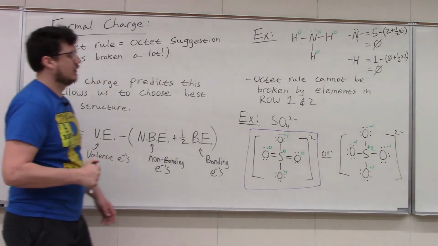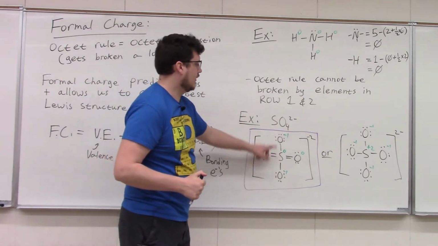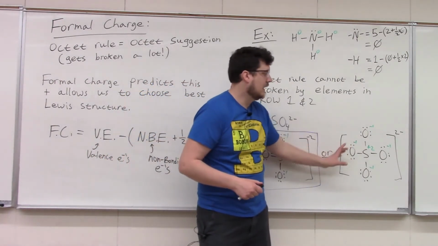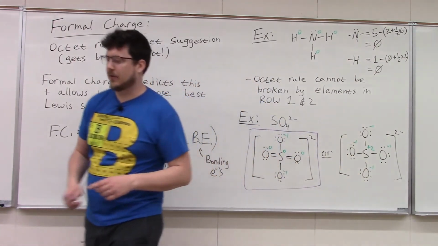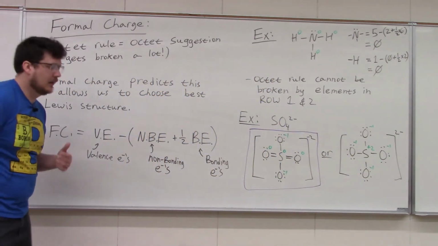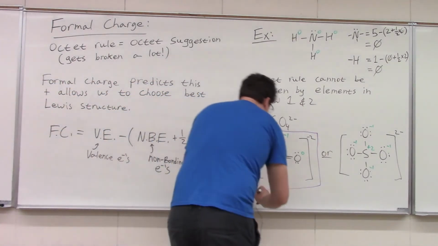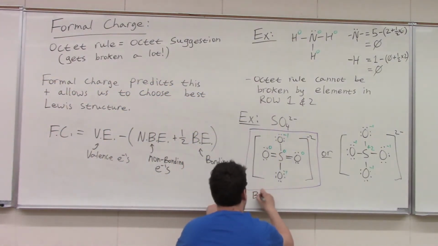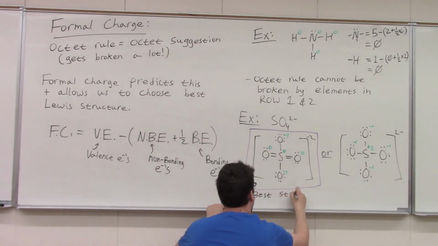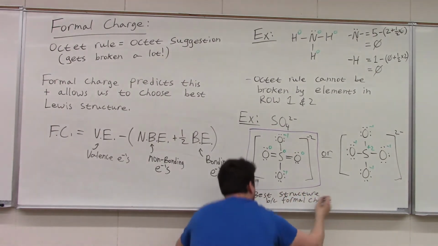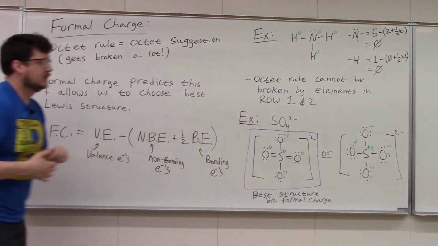More of them are 0. Nothing is greater than a magnitude of 1. We have 2 -1s here, but over here we have a +2 and everything has a formal charge. So we're going to talk about the rules for using formal charge in a minute, but this is our best structure because of formal charge. We're going to put those rules up in a minute. But this is what we use it for.